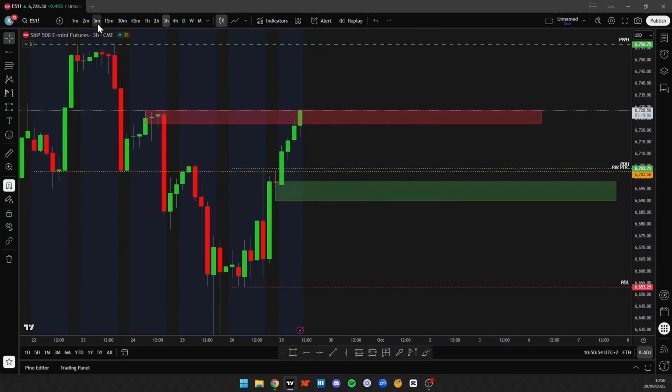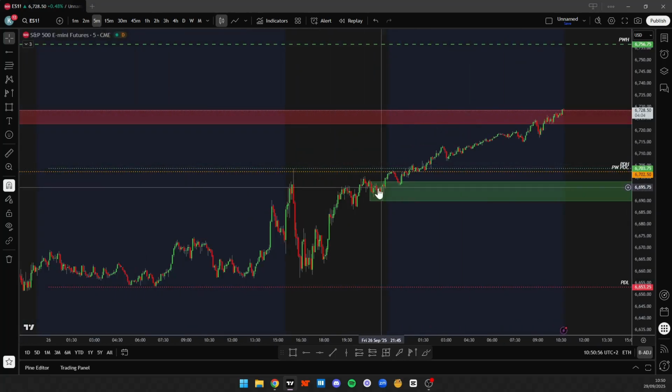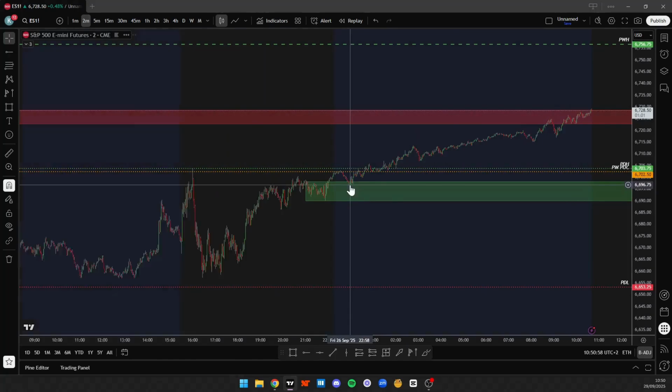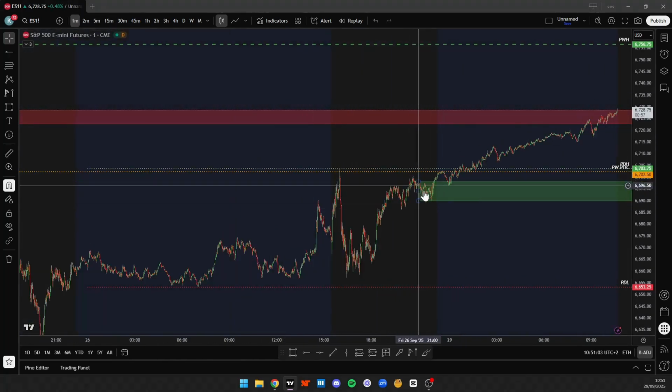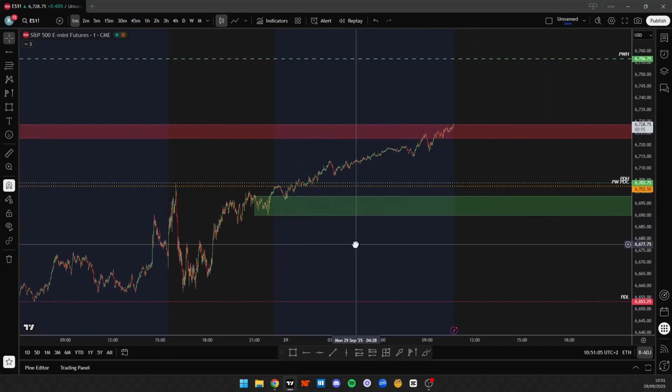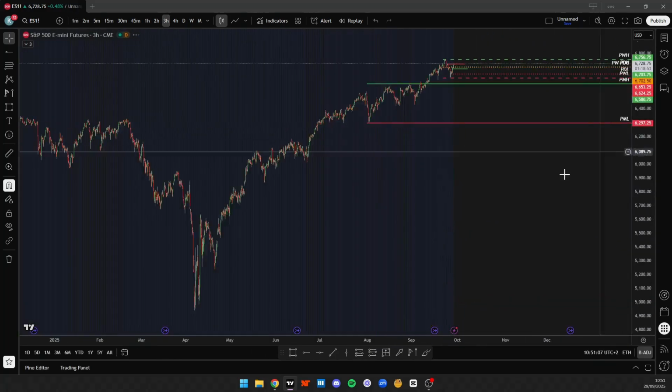We need to look now on a lower time frame, see if there's consolidation. We can see quite some consolidation for the move up, as you can see right here. So yes, this would be a valid demand for me to be looking at on the H3 time frame.